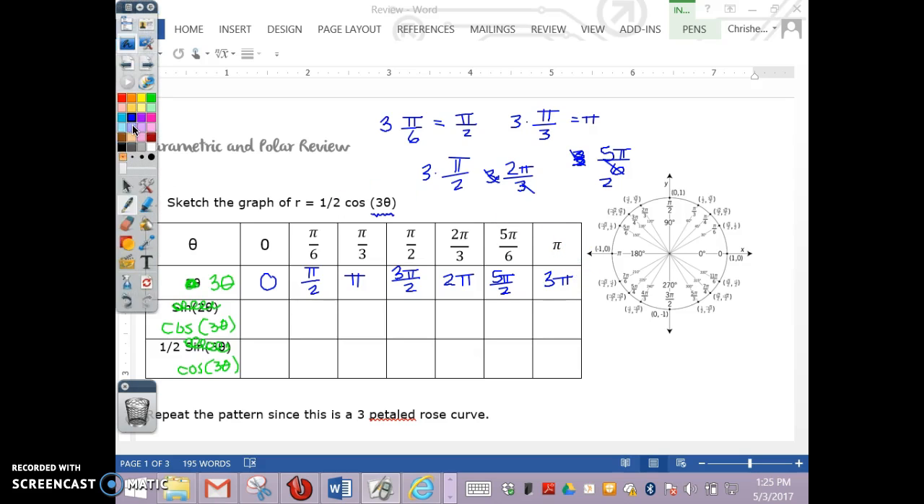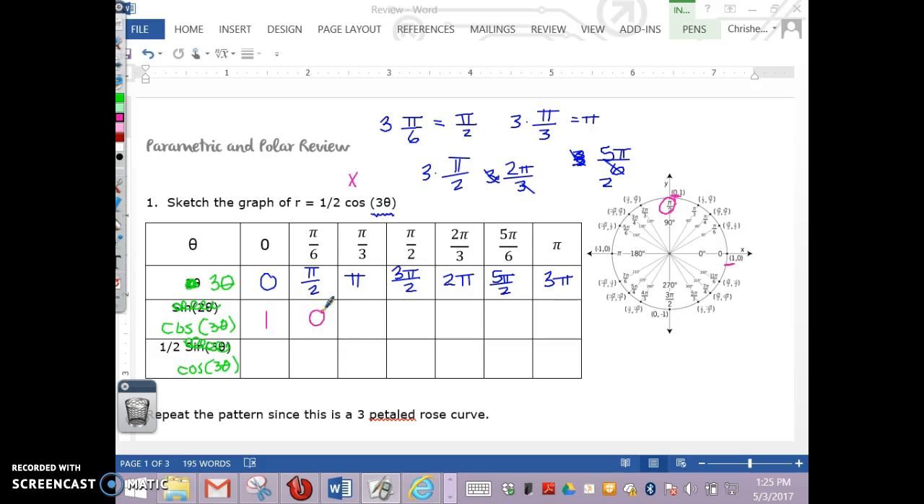Now here's where we go to our unit circle. We're looking for cosine. We're looking for the x value. So we go to the angle 0, right here, and we look at our x value. We go to pi over 2, that's right up here. We look at the x value. We go to pi, it's over here. We look at the x value. 3 pi over 2, right down here, x value. 2 pi, back here to 0, x value.